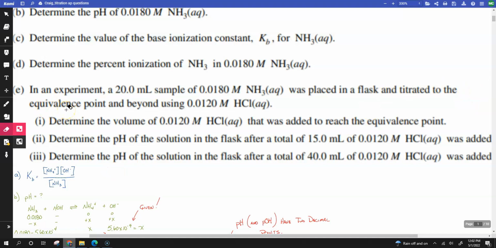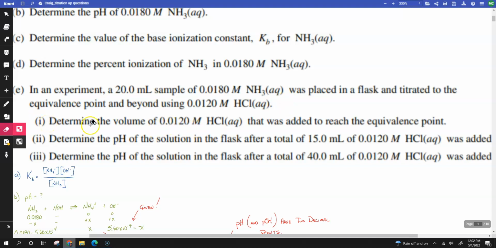What does equivalence point mean? Moles of acid equal moles of base. So in this case here, the ammonia is the base. How do we know that? Because we're asked to find a Kb value. And the HCl is your acid. So again, we're always going to titrate a strong with a weak or a strong with a strong. No weak with weak. Not in here, not on this exam.